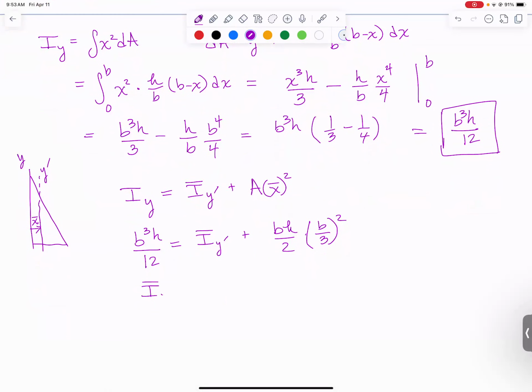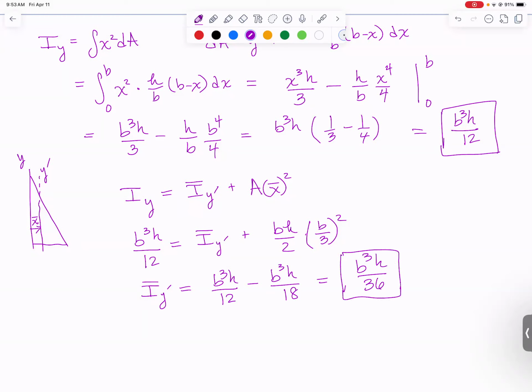So my I bar y prime is going to be b cubed h over 12 minus b cubed h over 3 times 3 is 9 times 2 is 18. 1/12 minus 1/18. If you're getting common denominators, the common denominator would be 36. We'll have 3/36 minus 2/36. This comes out to be b cubed h over 36. So that is what you'll find in a table that gives moments of inertia of triangles, b cubed h over 36. Okay, last thing, let's find Ix.